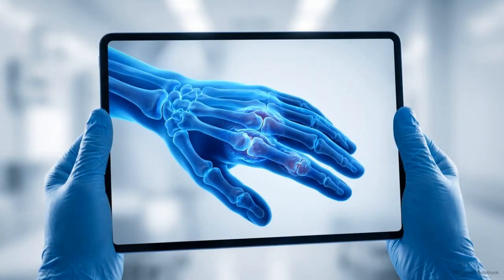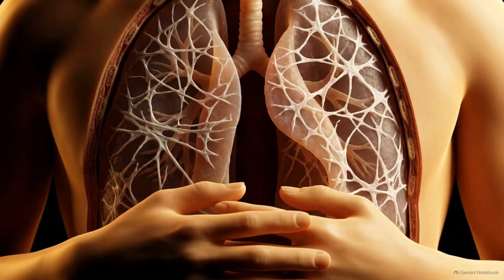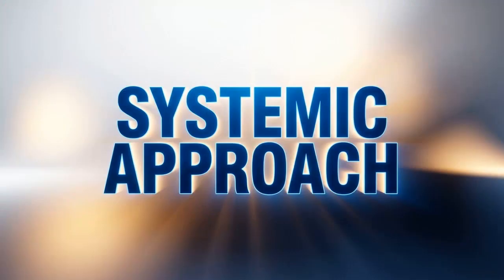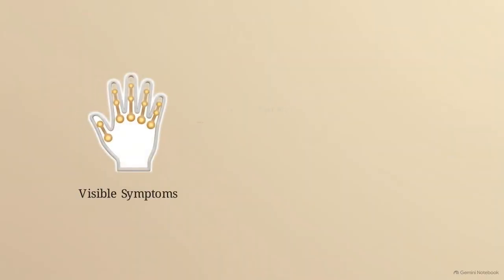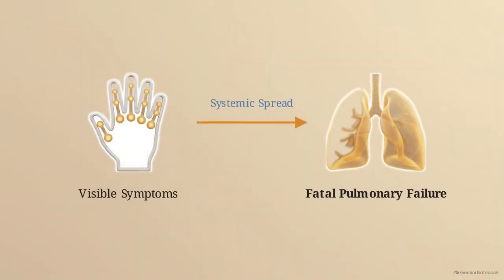Because joint pain is visible and immediate, it often creates diagnostic tunnel vision. If a clinician focuses only on the hands and wrists, they risk missing the silent, progressive damage occurring inside the chest. Managing rheumatoid arthritis requires a shift in perspective. It is a systemic threat that, if left unchecked, can gradually destroy the patient's ability to breathe.